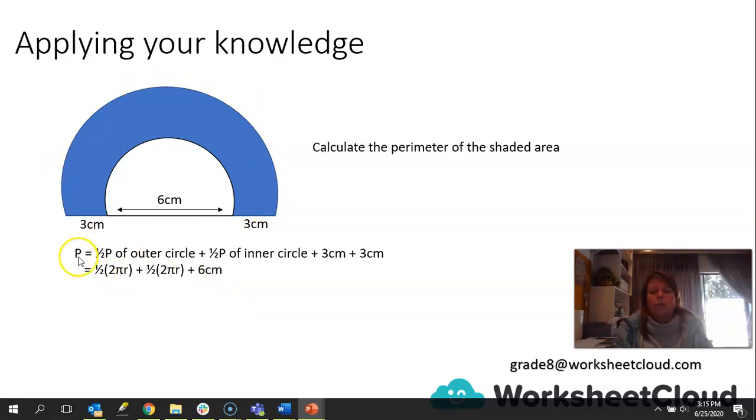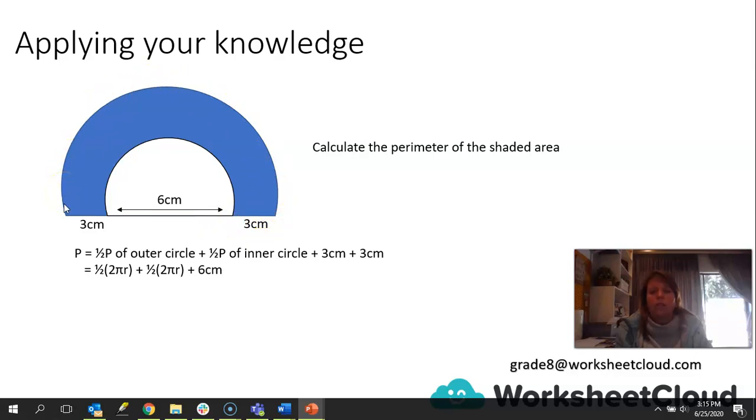So here we've got perimeter is equal to half the perimeter of the outer circle plus half the perimeter of the inner circle, which is actually half the circumference of the outer circle, plus half the circumference of the inner circle, plus 3 plus 3. So actually what we're doing is we're going to go the outer circle. Okay, that's half of the outer circle.